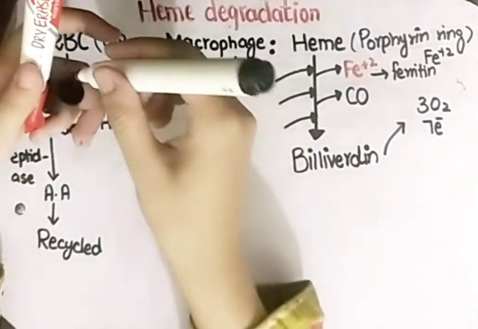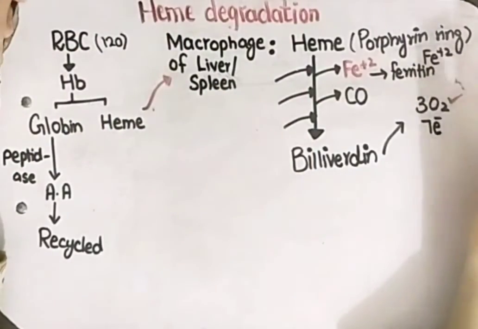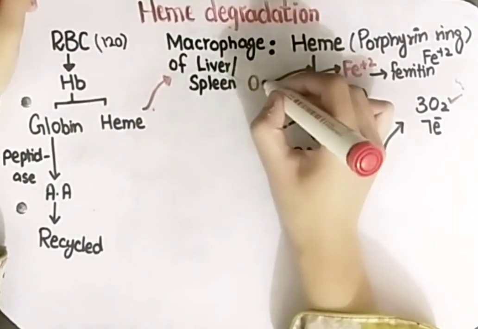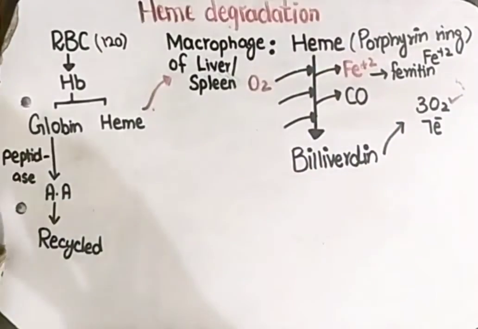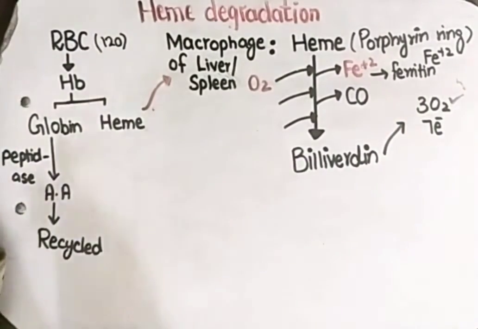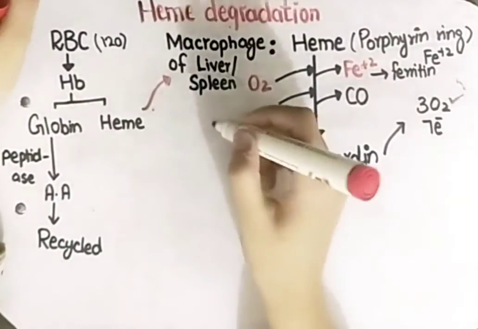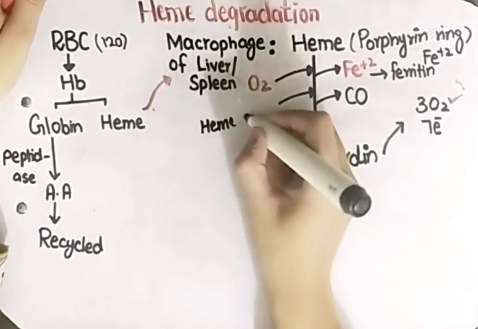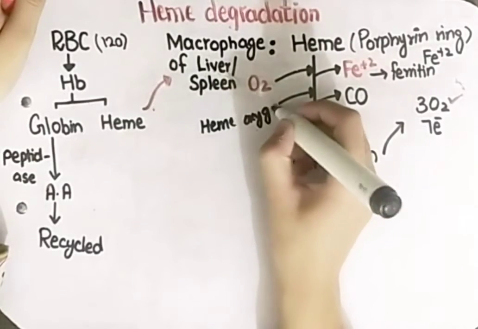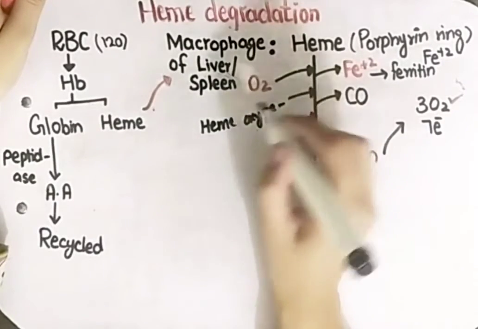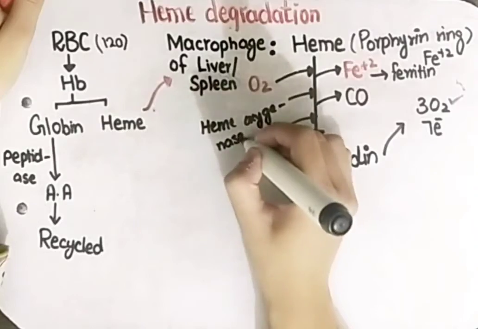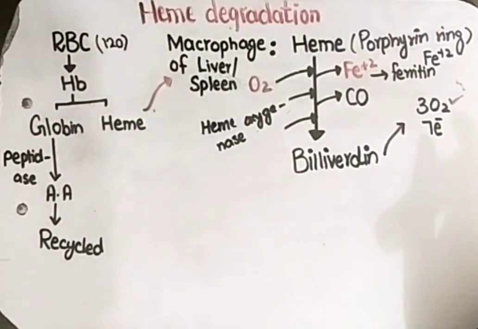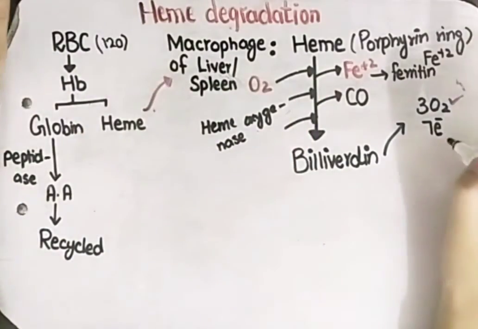So what we are going to add first is oxygen. As I need to add oxygen, I need some kind of enzyme. There is an enzyme referred to as heme oxygenase, which incorporates oxygen into the heme to make biliverdin. And the third thing we need to add is 7 electrons.